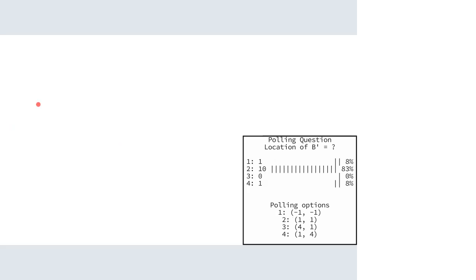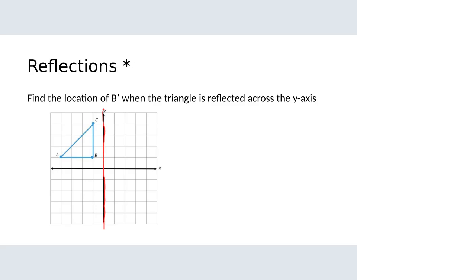All right, let's see. Okay, very strong agreement on this one. Outstanding. Very good. So either you're really comfortable with reflections, or a little more comfortable with the x and y axis and the coordinate plane, whatever it is, that was outstanding.